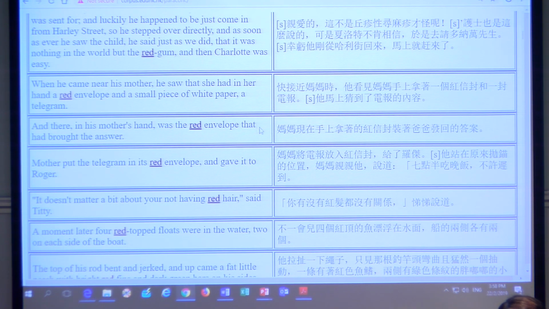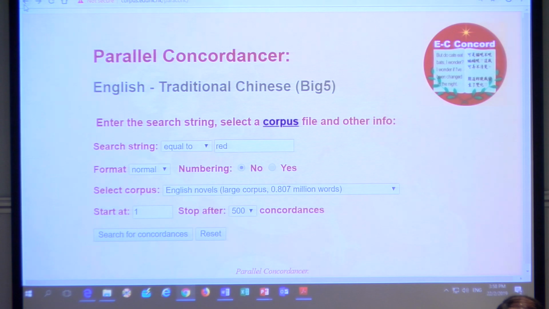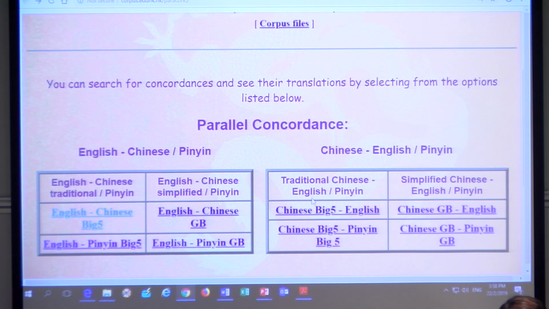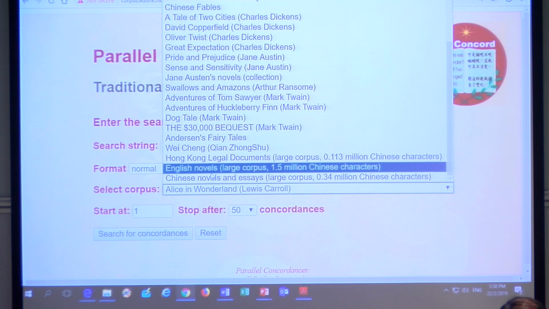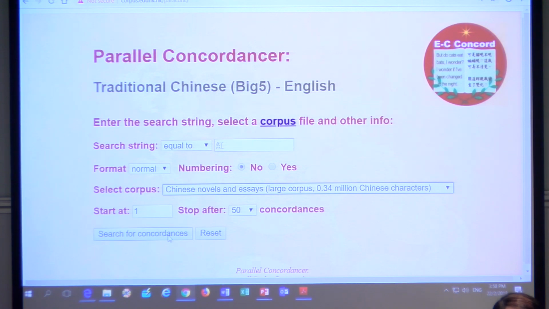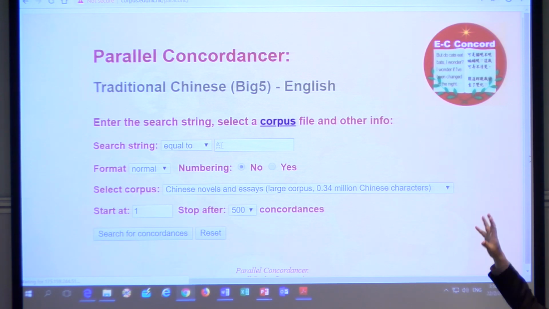And then you can do the opposite. For example, if I choose the word home, and I go back, I click Chinese to English. You just input the character 'home' and choose maybe Chinese novels, and then search. Now it's the other way around. You get all the Chinese examples and the English translation.